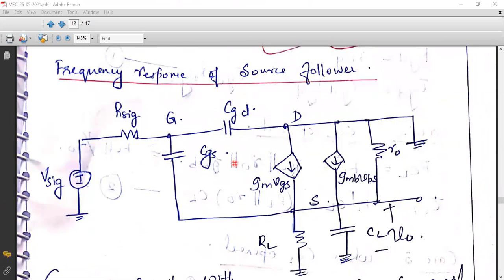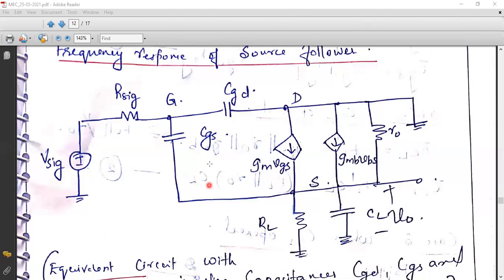So let us start with the frequency response. In order to compute the frequency response of a source follower, first we have to draw the equivalent diagram consisting of all the capacitances. So now draw this equivalent diagram and then I will explain.